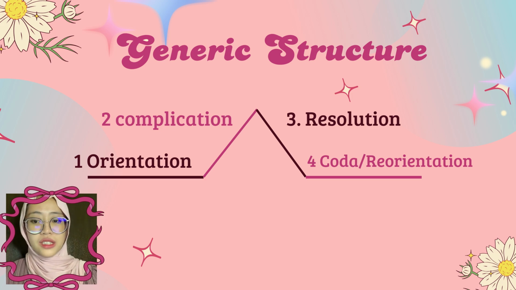Okay, then it becomes a complication or conflict or problem that usually occurs between the protagonist and the antagonist, or one character with another character. Then after that, there is a resolution. So in this resolution is how to resolve the conflict and try to solve the problem. Okay, after that, there's a coda or orientation.